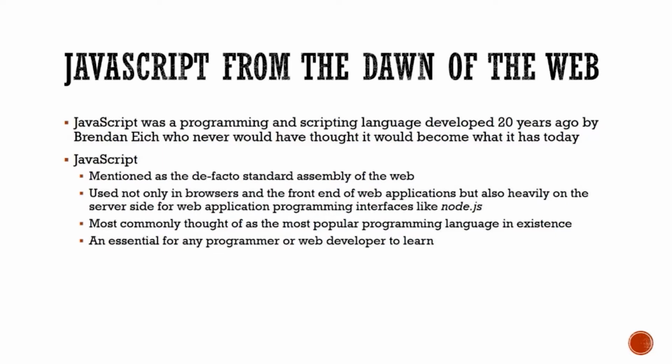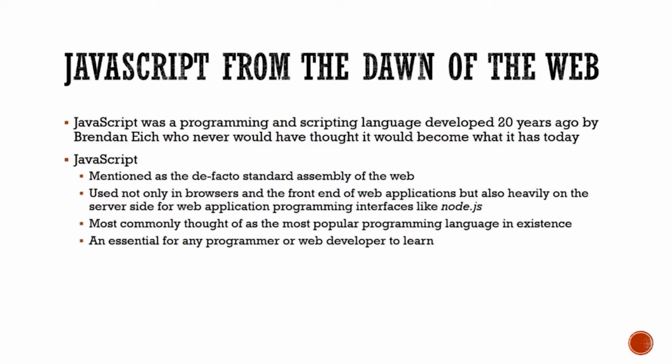So JavaScript was a programming and scripting language that was developed about 20 years ago by a man named Brendan Eich, who really never would have thought that it would become what it has become today. And that is that JavaScript is mentioned as the de facto standard assembly of the web. It is virtually impossible to find websites that don't use some form of JavaScript. Now, as soon as I say that, I'm sure we can find static pages that don't introduce this component, but the vast majority of the sites that you find out there will be using JavaScript.